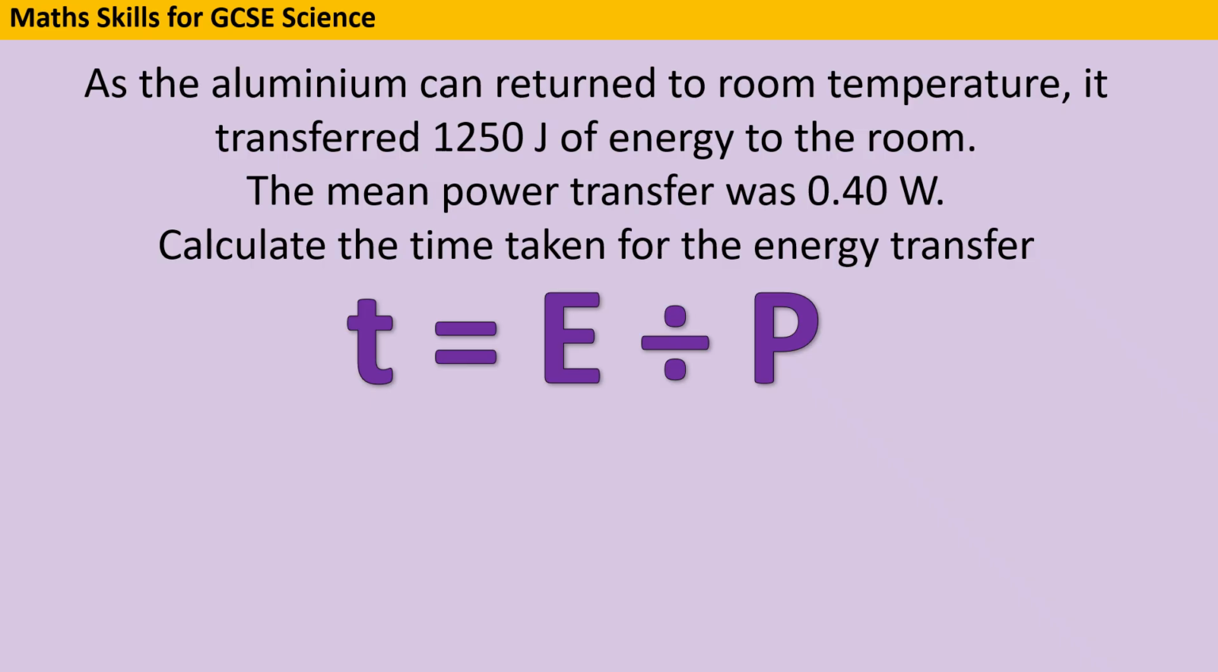As an aluminium can returns to room temperature, it transfers 1,250 joules of energy to the room. The mean power transfer was 0.40 watts. Calculate the time taken for the energy transfer.